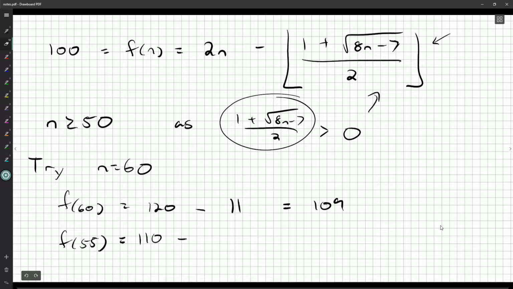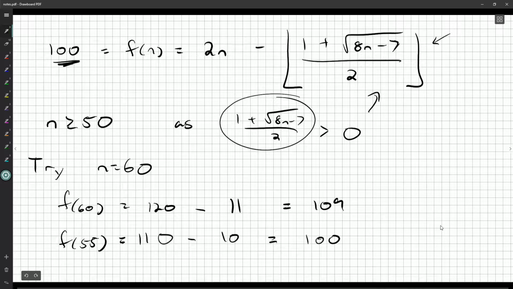So if that's the case and we want 100, maybe we should try something that gives me 112. No, we'll try the 110. I don't know exactly when it's going to switch over, but 55 times 8 minus 7, square root of 433, 20.8 plus 1 divided by 2, 10.9, and there we go. So 110 minus 10, because 10.9 rounds down, and we get exactly 100.